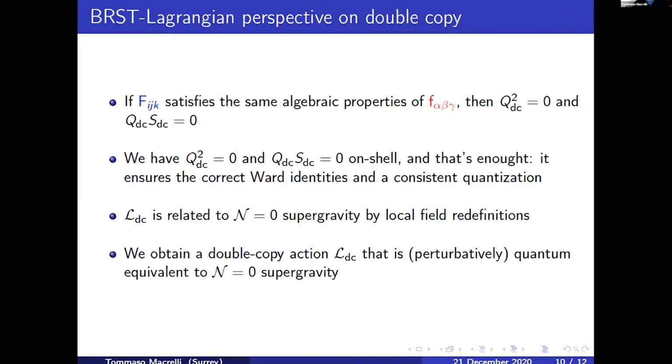Now, my time is almost finished, so the next step would be to show that this double copy Lagrangian is related to N=0 supergravity by local field redefinition. This step is performed in the paper if you are curious. And in this way, we have obtained a double copy action that is perturbatively equivalent to N=0 supergravity. So we avoided the problem of proving BCJ duality for loops, and using this Lagrangian approach, we were able to say that this double copy action that we constructed is quantum equivalent perturbatively to N=0 supergravity theory.